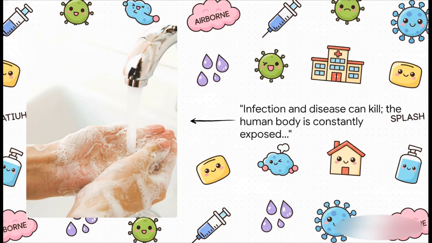This isn't just some abstract theory. The unit specification itself puts it bluntly: infection and disease can kill. We're talking about an invisible battlefield here. And this unit is all about learning the skills to keep people safe, everywhere from hospitals to our own homes.